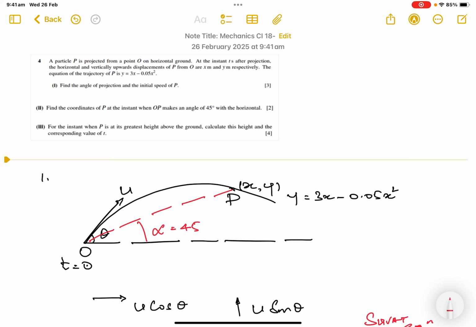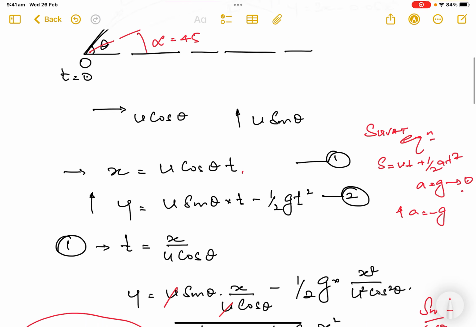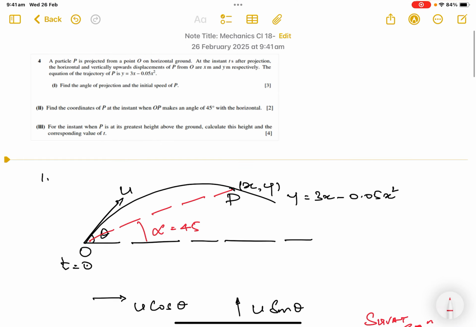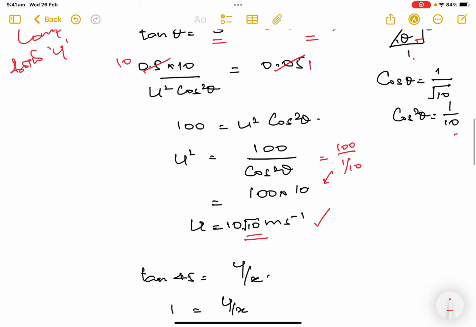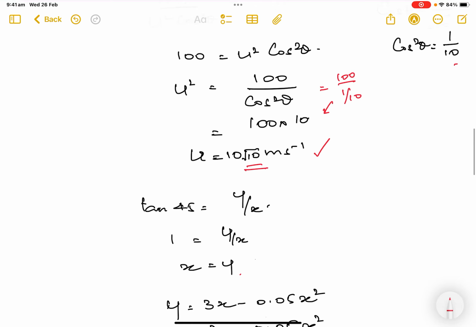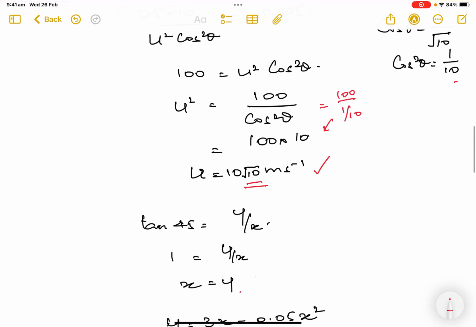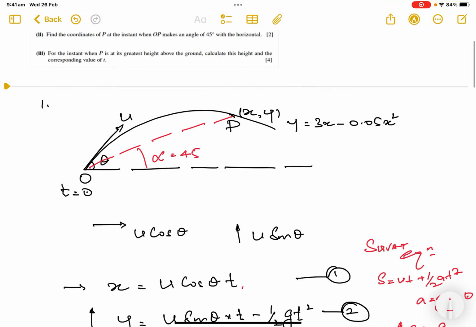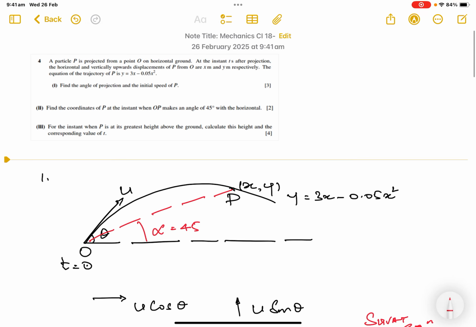The angle we found: tan theta equals 3, so theta equals tan inverse 3, and the speed we just found, u equals 10 root 10 meters per second. Right, next one. Find the coordinates of P at the instant when OP makes the angle 45 with the horizontal.